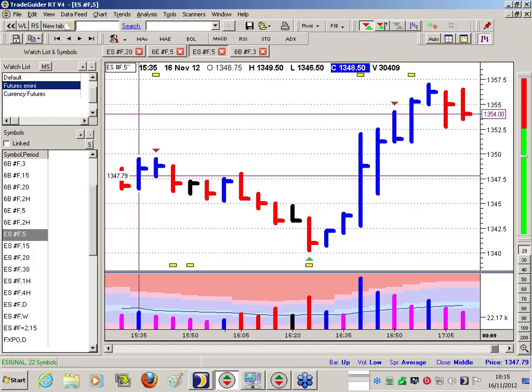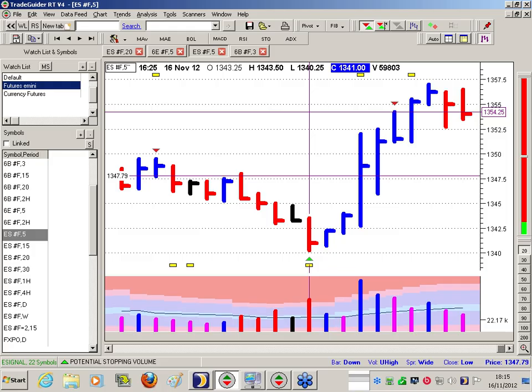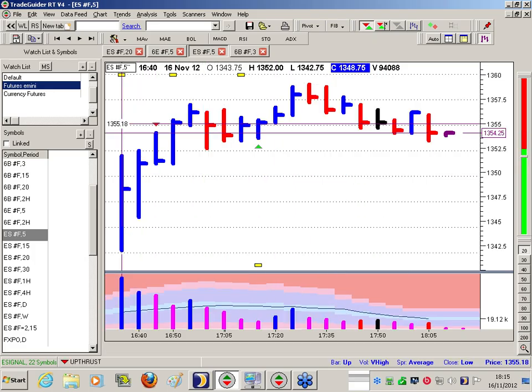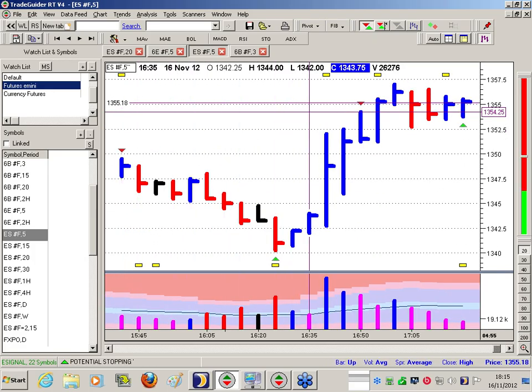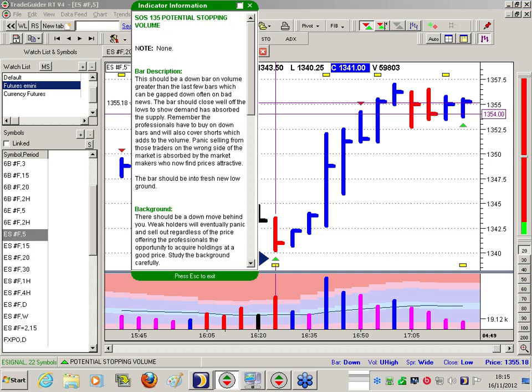Lo and behold, our bus has arrived. Right. Now we know it's running live, so that's why it's shooting forward like this. We use live charts. We don't use all this hindsight stuff. But there we are. Potential stopping volume. Right.